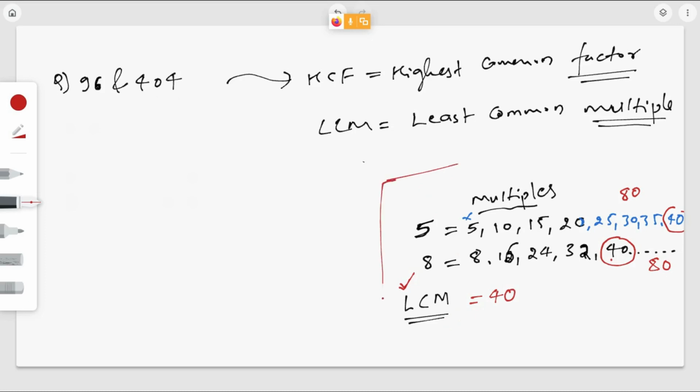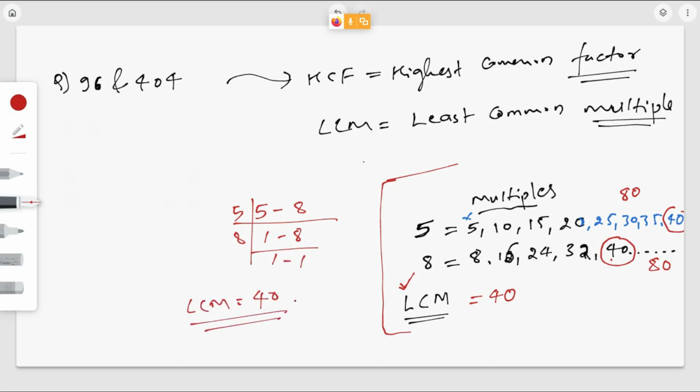This is one of the methods we use to find the LCM of two given numbers. Or you can use this one: long factorization. Keep 5 and 8 in this table and keep on dividing. Here we don't have any common factor, so keep 5 and 8 as they are. Again you will get 40 here, 5 into 8. This is one of the methods.